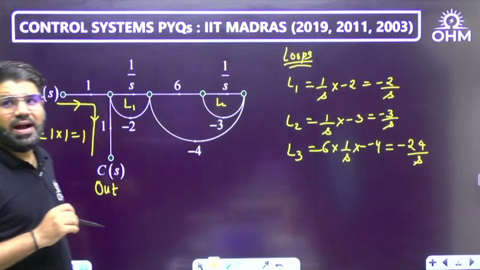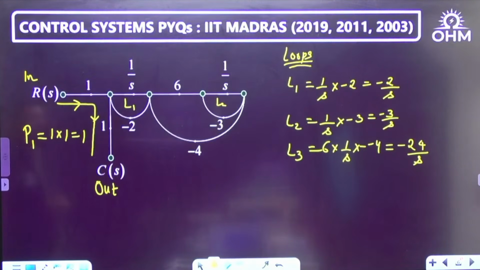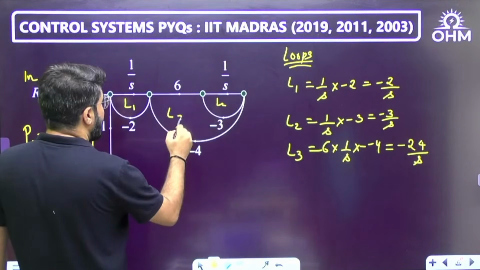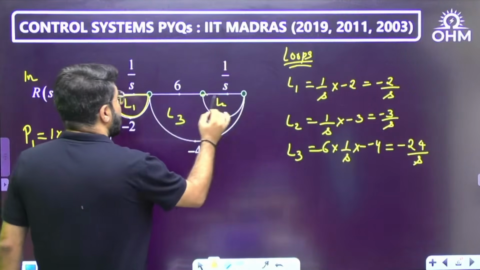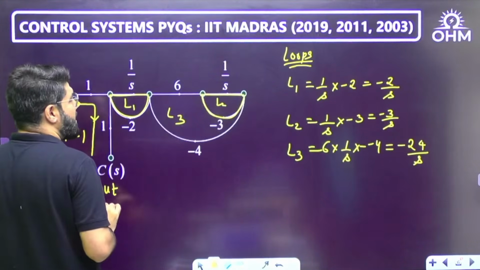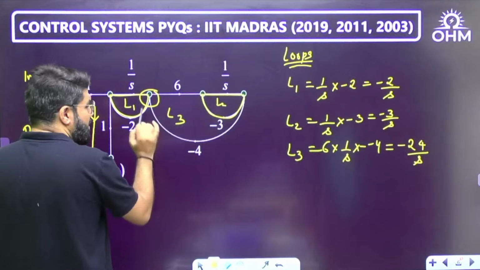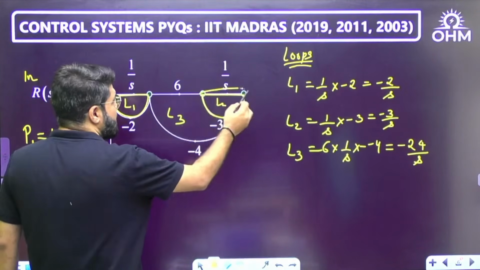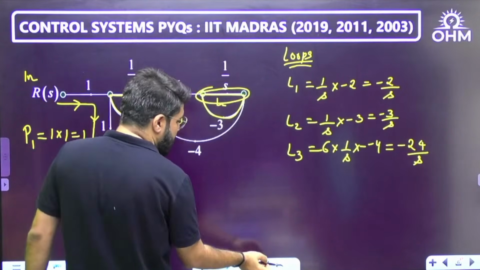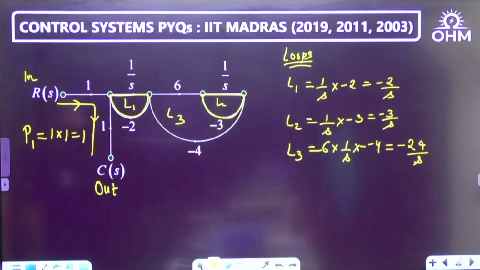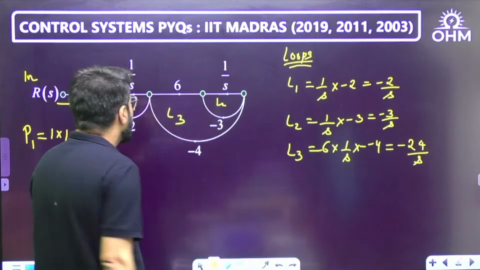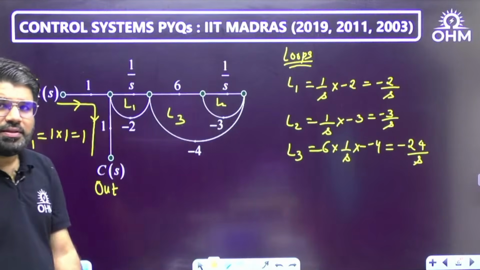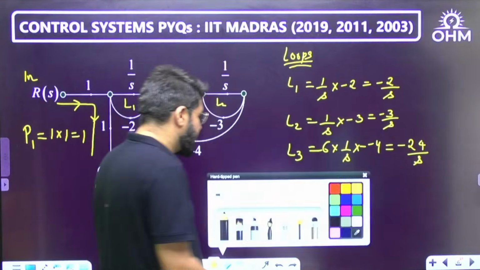Now think, are they touching or non-touching? Very clearly you can see that L1 and L2 are non-touching. This is L1, they don't touch anywhere. This is L2, but L1 and L3 touch here, and L2 and L3 touch entirely at this particular branch. So if I ask you what are the non-touching loops here, that is L1 and L2.